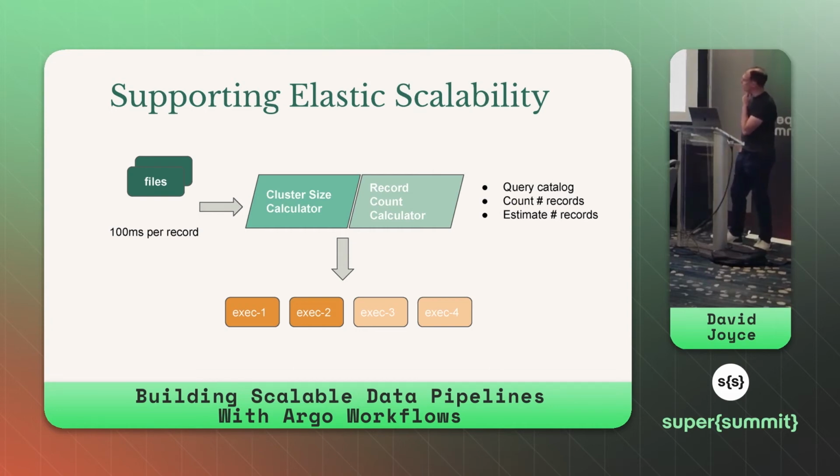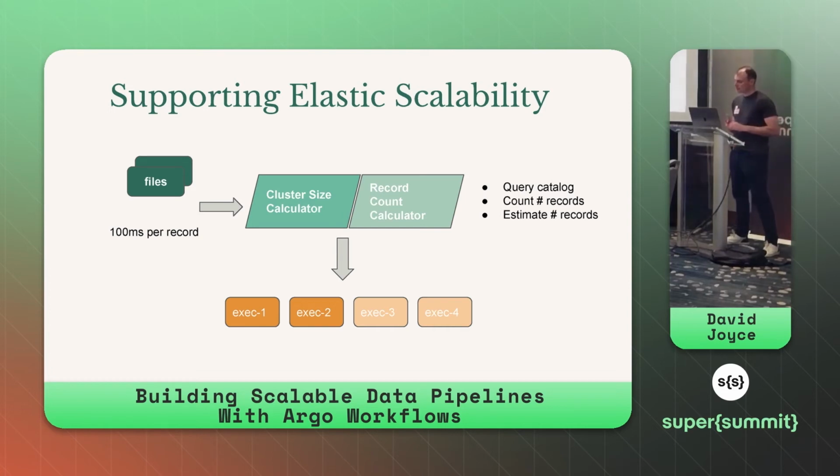From there, our record count calculator attempts to figure out how many records are in that directory. It will first query our catalog, which contains a registry of all of the files that we processed before. If it's there, it uses that. If not, it opens up the file, counts how many records are there, and figures out from there approximately how many are in the overall directory. If the files are too big, for example, a 10 gigabyte file, it's probably going to do an estimate of how many records there are rather than opening up the file and doing a line by line count.